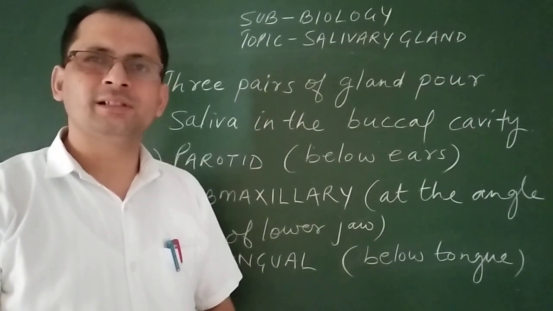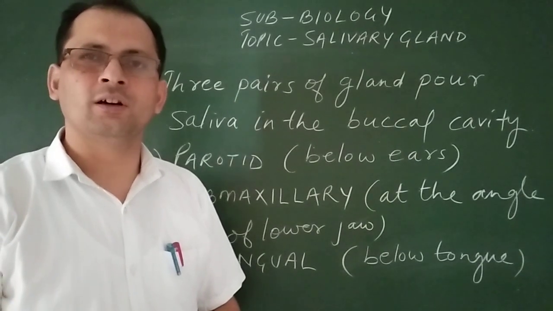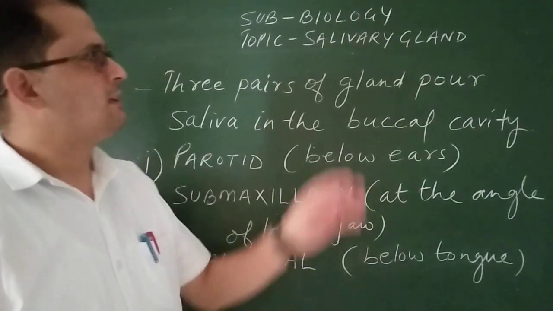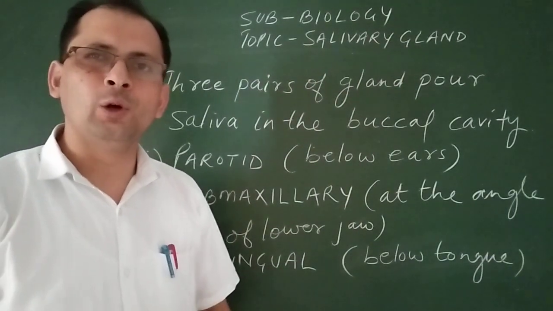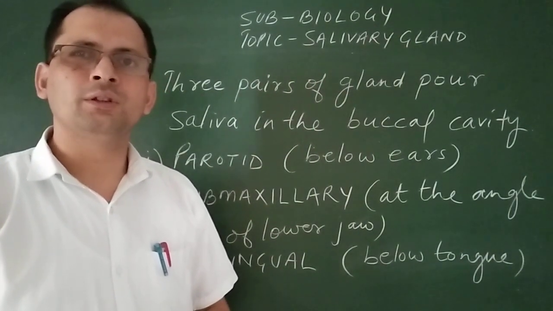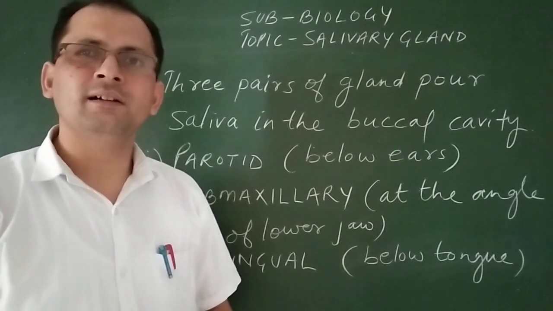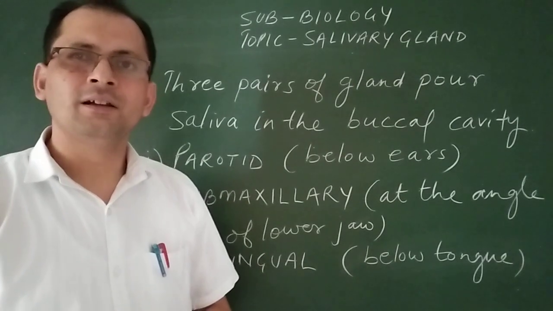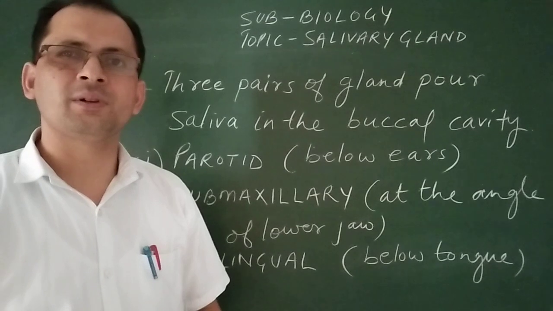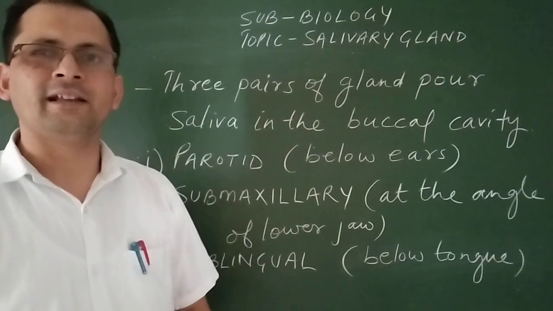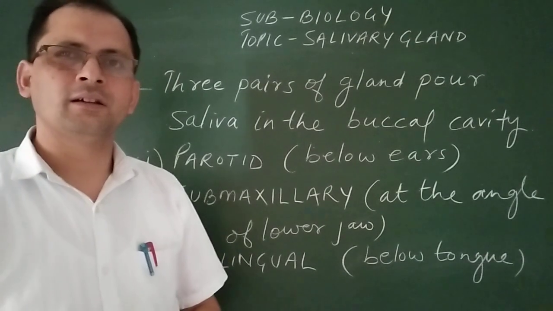Today we are going to discuss the third component of the buccal cavity or the oral cavity, that is salivary gland. So beta, in the previous video I told you about the mouth and the buccal cavity and its two parts, that were tongue and teeth. But today we are going to discuss the third part which is present in the buccal cavity, that is salivary gland. Now what are salivary glands?